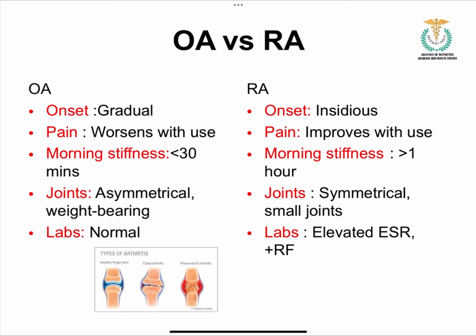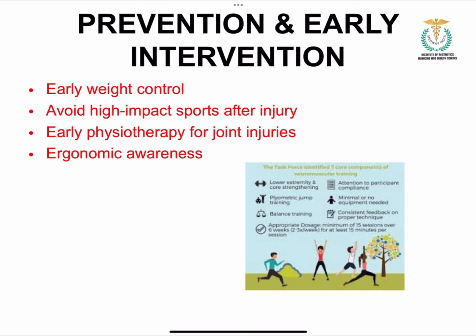The next thing we'll discuss is prevention and early intervention. The one thing you have to do here is to prevent the condition. There are two types of prevention: primary prevention and secondary prevention. In primary prevention, you can maintain a healthy weight, avoid joint overuse, and practice proper ergonomics. In secondary prevention, you can do early physio for injuries, and screening in high risk groups can be done to prevent the condition.